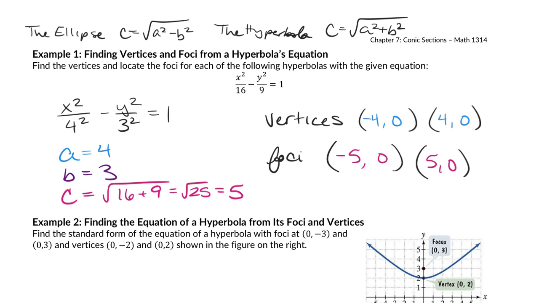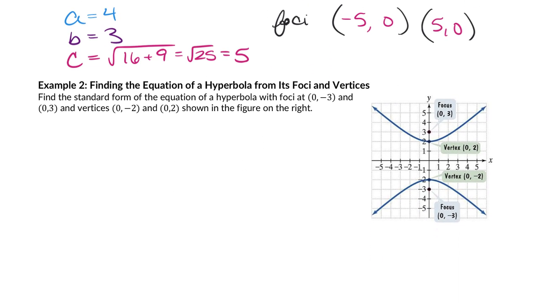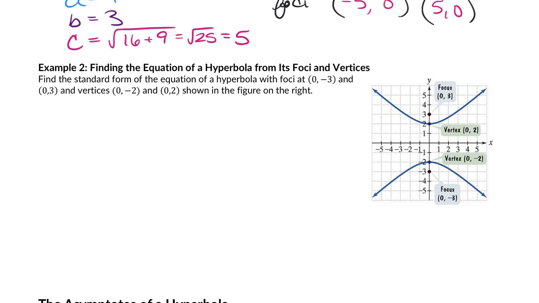Fabulous. Now let's see what one might look like on a graph. So here we go. We have the standard form of an equation of a hyperbola. That's what we're trying to find, when it has foci at (0, -3) and (0, 3). That's our foci. And it has vertices at (0, -2) and (0, 2). They also gave us a figure to see what this looks like.